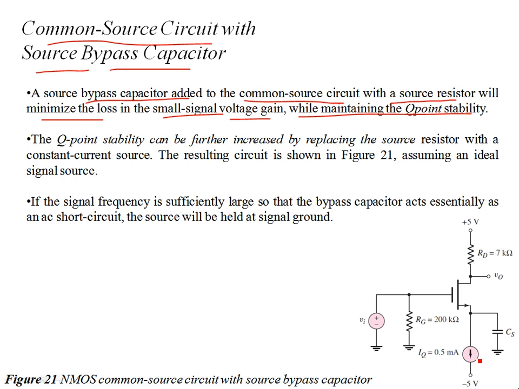So we have a current source over here, we have a bypass capacitor over here. In the circuit, it's again a common source configuration. The Q point stability can be further increased by replacing the source resistor with a constant current source.